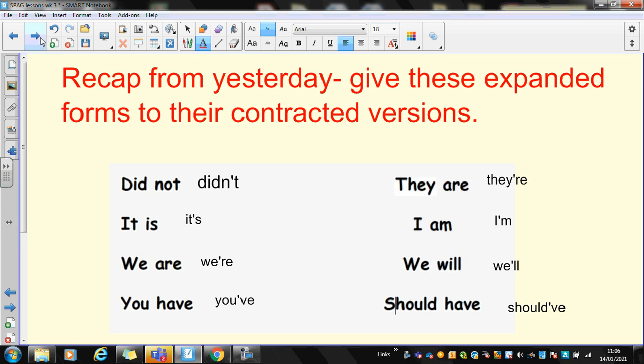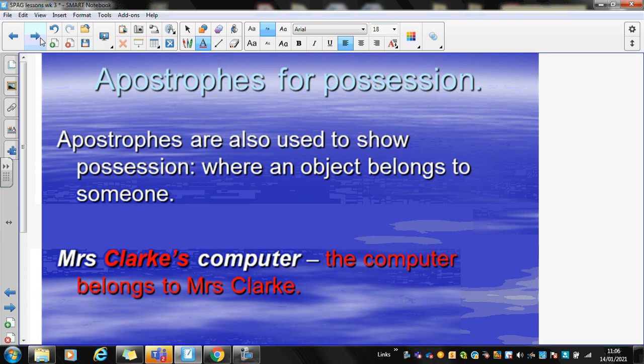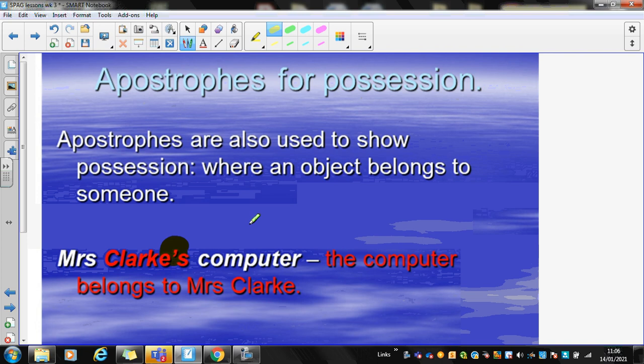And now we will move on to apostrophes for possession. Apostrophes can also be used to show possession, and this is where an object belongs to someone. So if you saw the words Mrs. Clark's computer, the apostrophe shows that the computer belongs to Mrs. Clark. The easiest way I do this is I think the computer belongs to Mrs. Clark, so the apostrophe goes after Mrs. Clark.